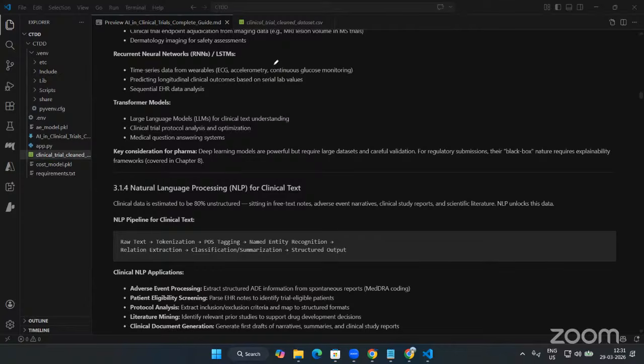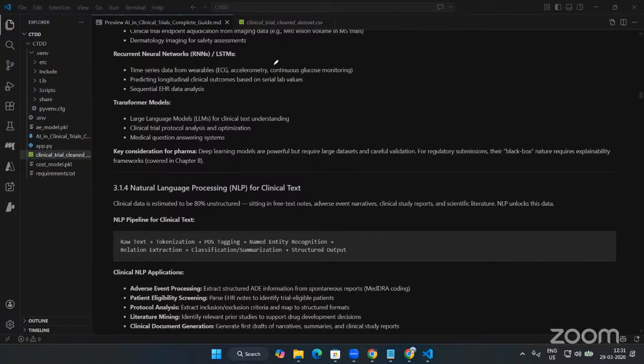So recurrent neural networks or LSTM, long short-term memory, work with time series data, and at the same time they also work with natural language processing. For both things they work. So time series data from variables like ECG, accelerometry, continuous glucose monitoring, and predicting longitudinal clinical outcomes based on serial lab values, even sequential EHR data analysis.